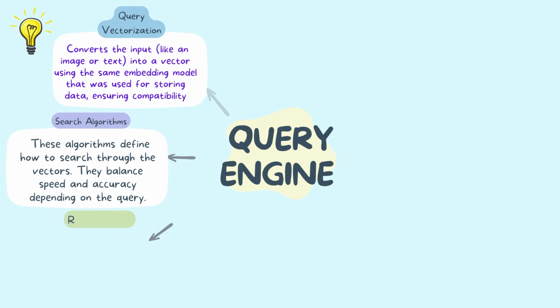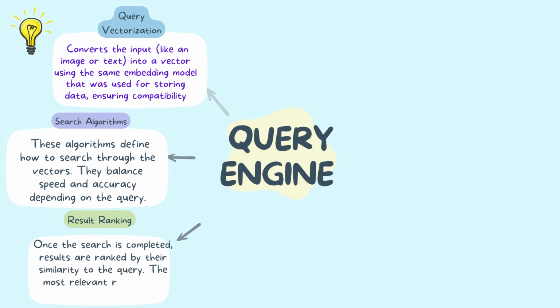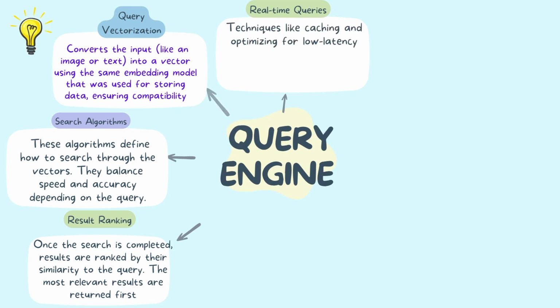Result ranking. Once the search is completed, results are ranked by similarity to the query. The most relevant results are returned first. And real-time queries. Techniques like caching and optimizing for low latency ensure that users' queries are handled in real time, providing a fast response. This is all the algorithms in a query engine, internal structure of a vector database.